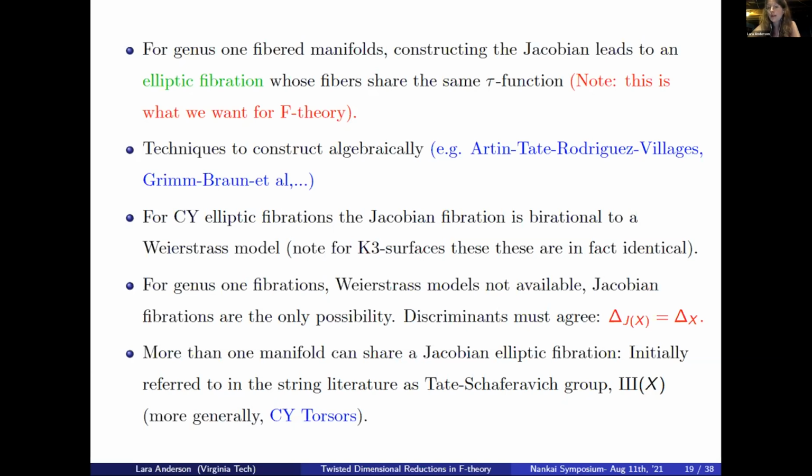So point by point, the singular locus in the base over which you would have singular fibers must agree for a manifold and its Jacobian. In general, more than one manifold can lead to the same Jacobian fibration. So what this means is that from the point of view of M theory, F theory, you could have a family of M theory geometries in, say, 5 dimensions, all of which could uplift to the same 6-dimensional effective physics. The group of such manifolds has been referred to as the Tate-Shafarevich group in the string literature. More generally, the group of Calabi-Yau torsors is what we're interested in.